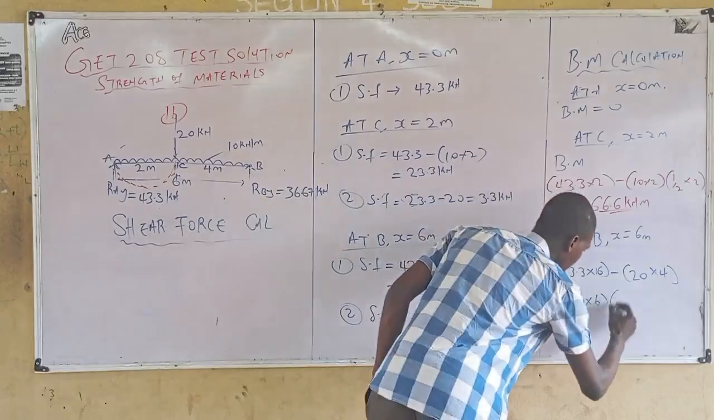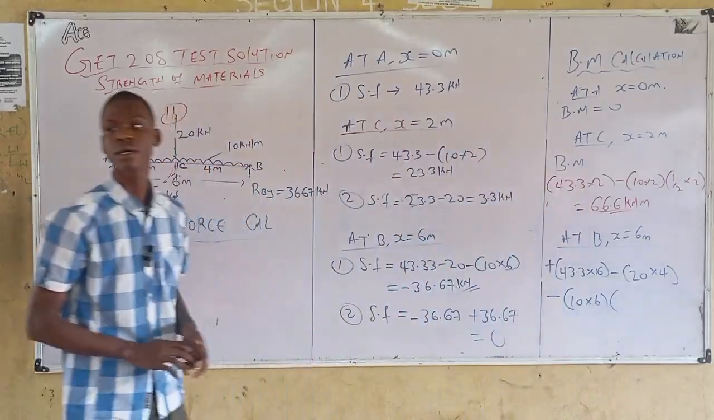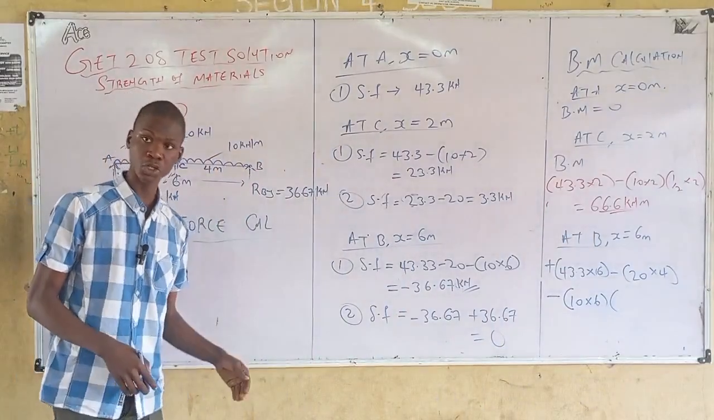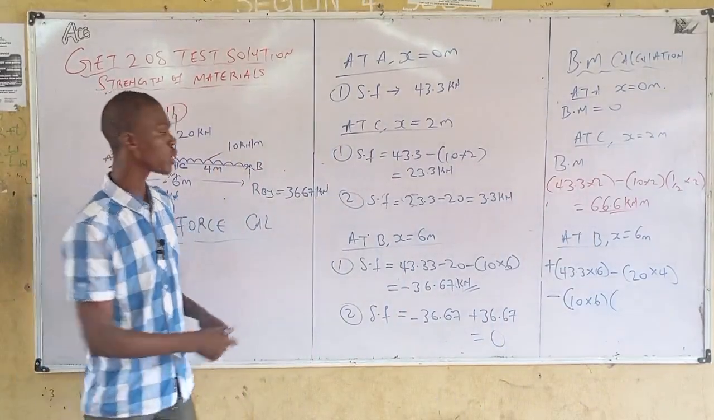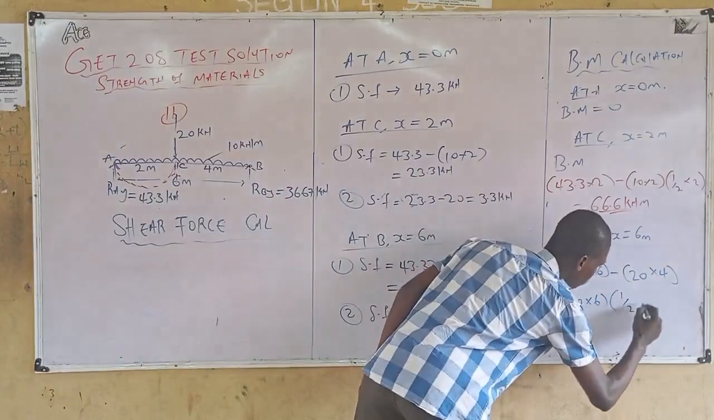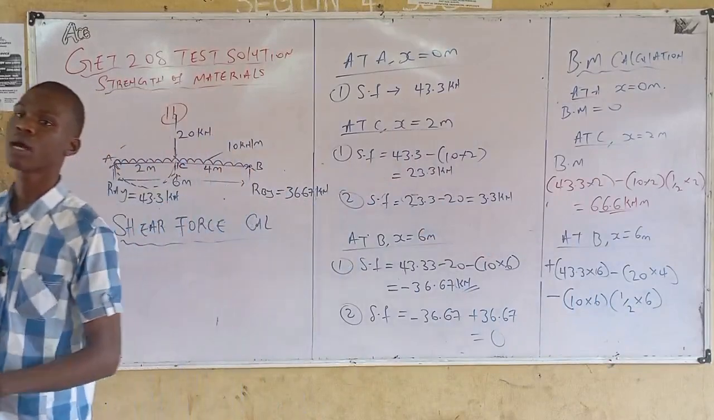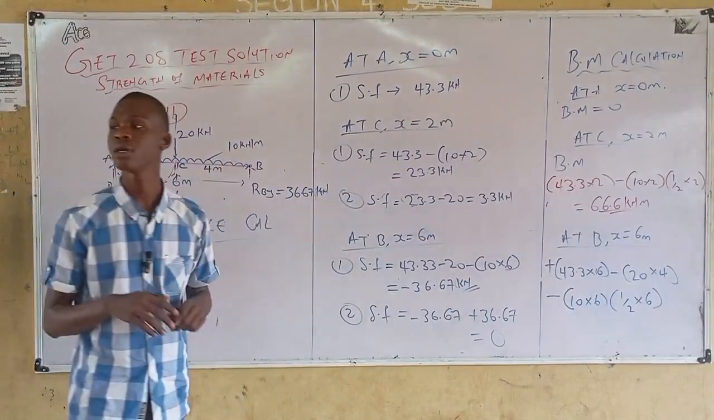You need the distance. What will now be the distance? 3. Why is it 3? Because generally the distance of a U.D.L acts at the midpoint. So you are saying 1/2 times 6. Then input this in your calculator. I'm very sure that you should get 0.